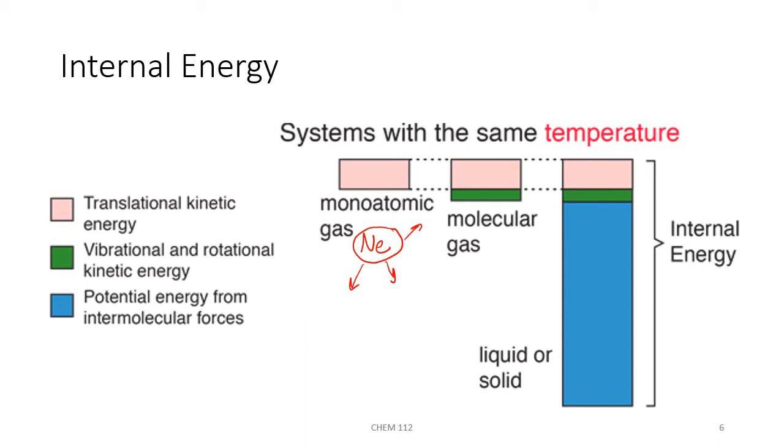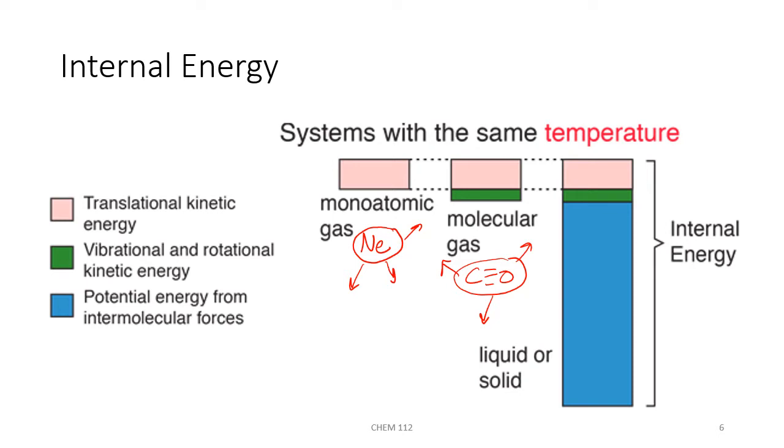A molecular gas could be something like carbon monoxide. Here we have carbon triply bonded to oxygen. So along with that translational kinetic energy, that gas would also have vibrational and rotational kinetic energy. It can move around, but the bonds can also vibrate between carbon and oxygen. So it will have a higher internal energy than something like a monoatomic gas.